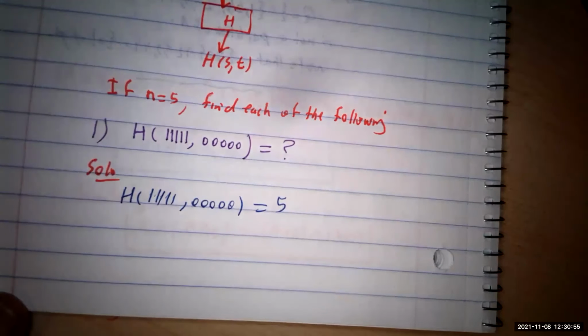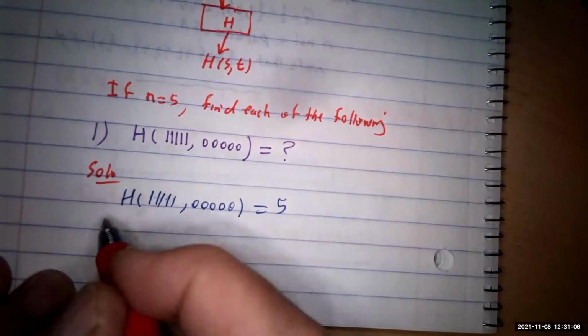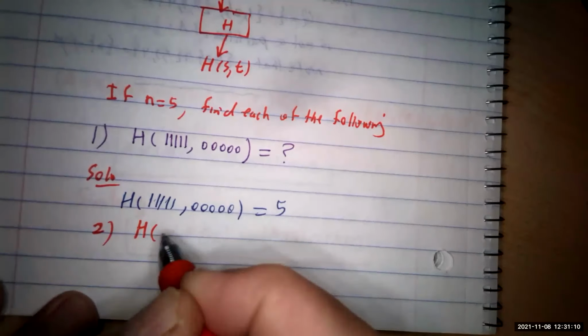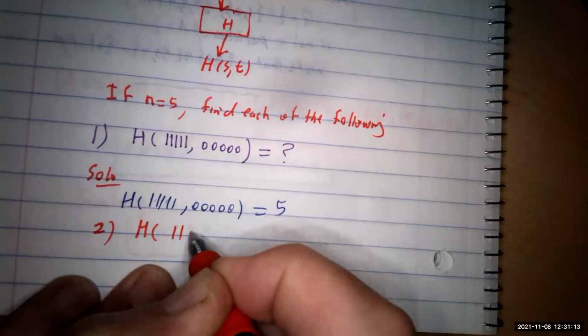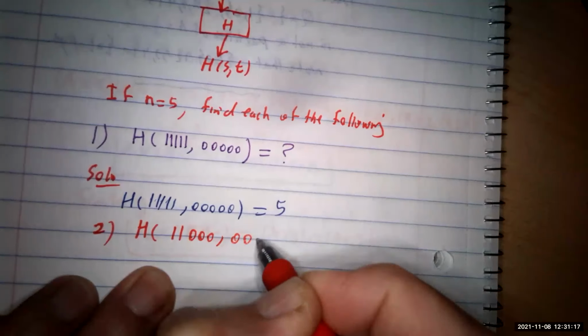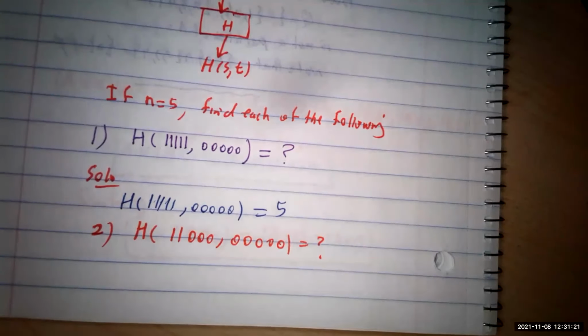Okay, any question? I just wanted to get your understanding of what is in the domain and what is in the range. Okay, give me another one. What is the value of this one? H of 1, 1, 0, 0, 0 and 0, 0, 0, 0, 0. 2. It's going to be 2, very good.